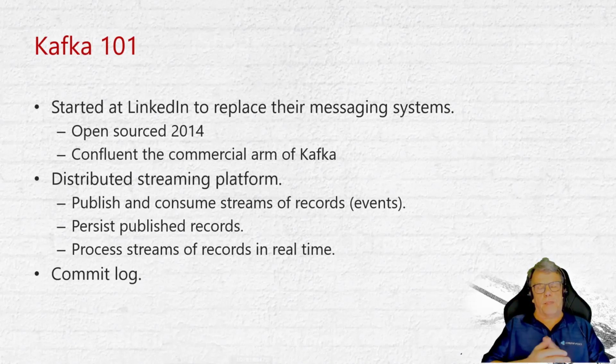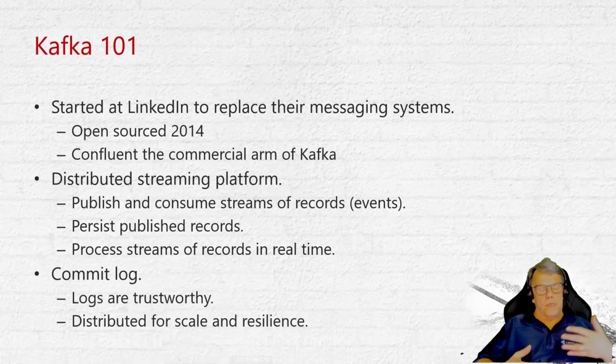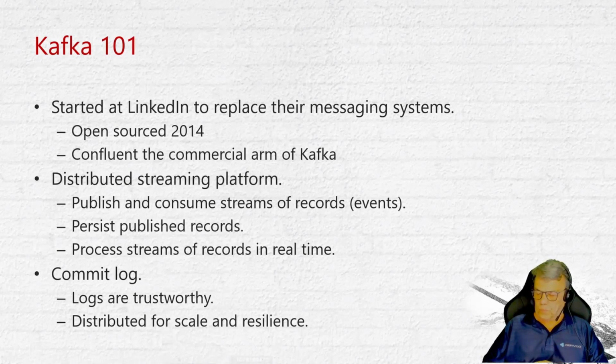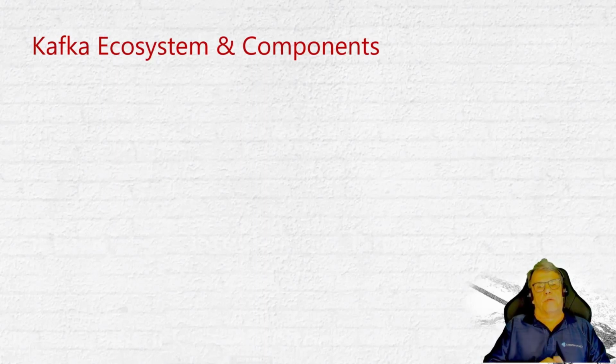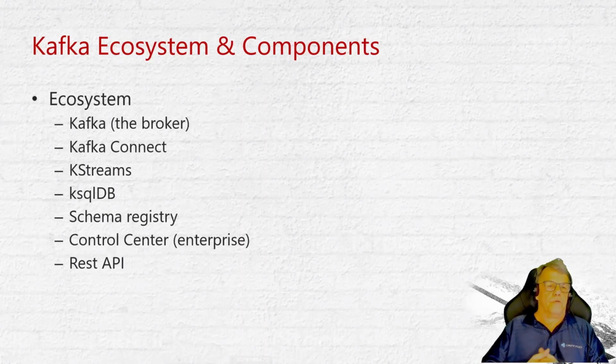Kafka is built upon a commit log. And as database people, we like logs because they are trusted, right? They are trustworthy, and we can also distribute them for scale and resilience. So let's have a look at the ecosystem of Kafka and some components. So let's start with the ecosystem. Obviously we have Kafka, or what we call a broker. This is the central part of the Kafka ecosystem.